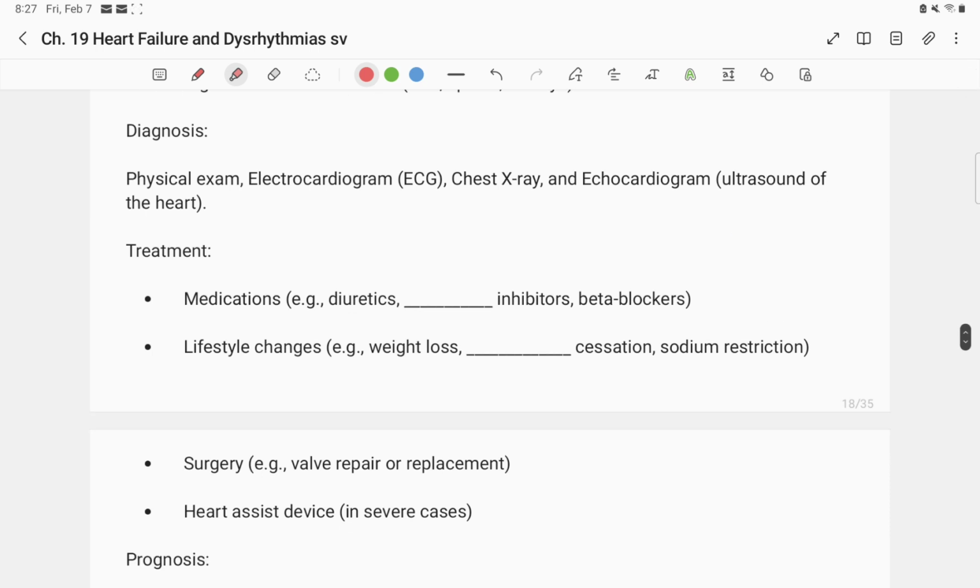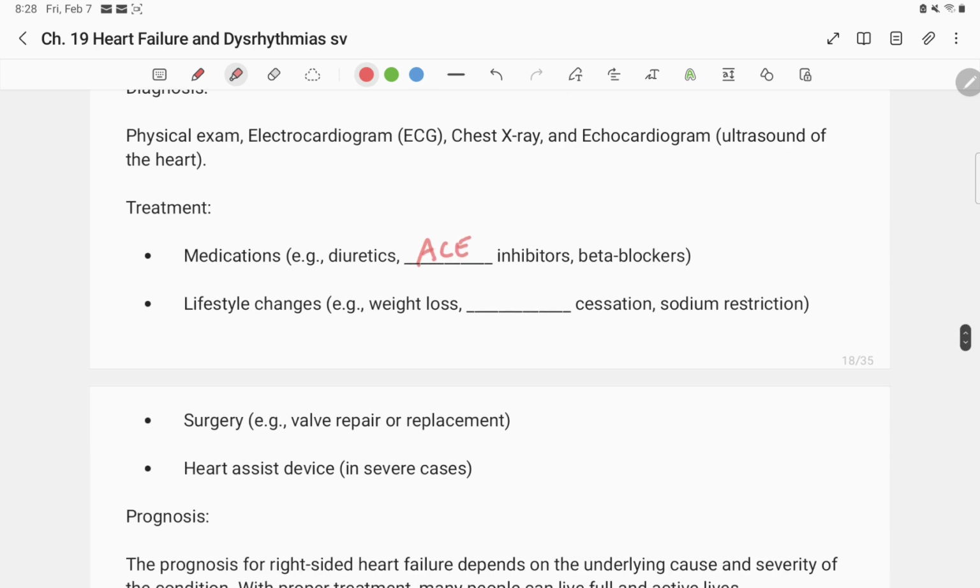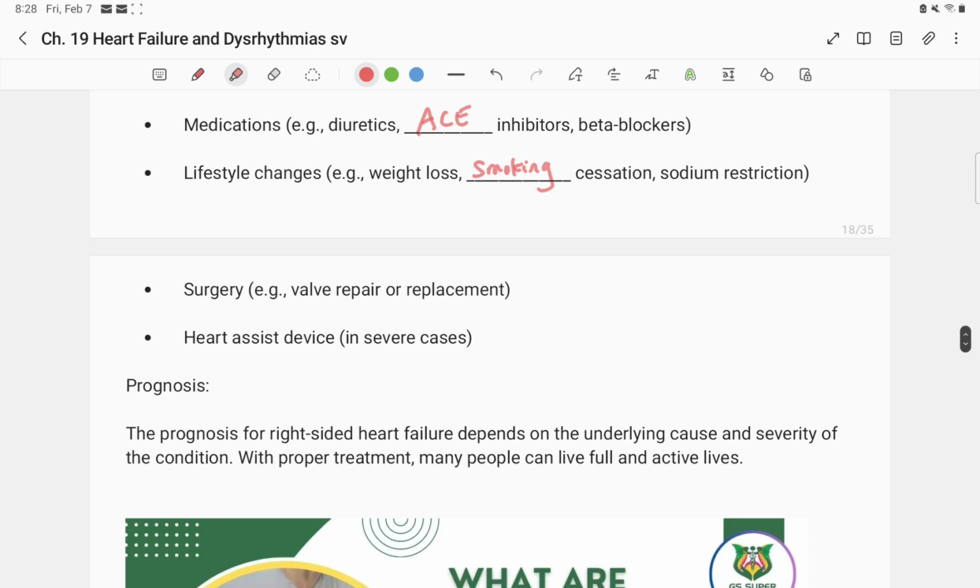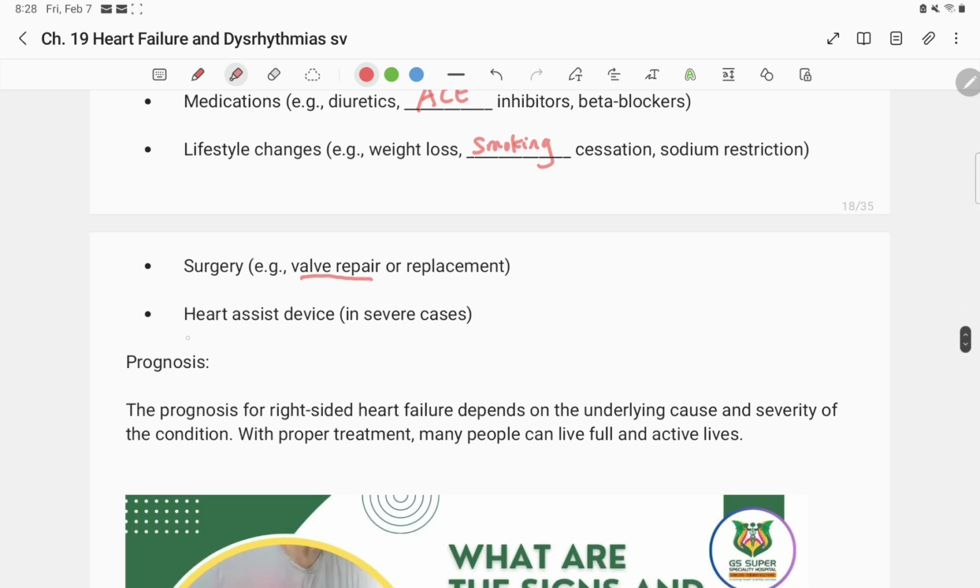Okay, treatment: medications like diuretics, angiotensin converting enzyme inhibitors, beta blockers, and then lifestyle changes such as weight loss, stop smoking, and go easy on consumption of sodium. Surgery if a valve needs to be repaired or replaced, or a heart-assisted device in severe cases. Pacemaker would be an example of that.